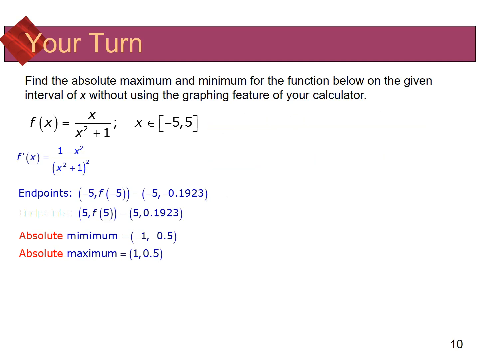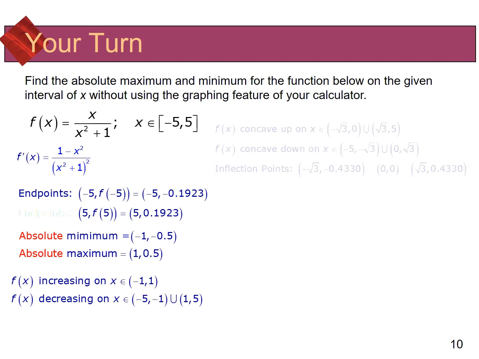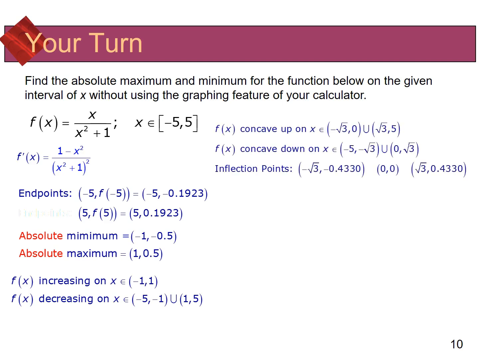So to produce a plausible graph for this, we already had found the endpoints beforehand, the absolute minimum and maximum. And because of the information we had gathered to find where these were, we knew that f of x was increasing between the x values of -1 to 1, and it was decreasing between -5 to -1 and 1 to 5.